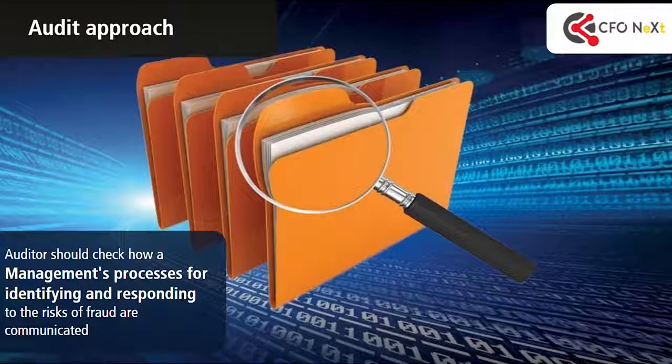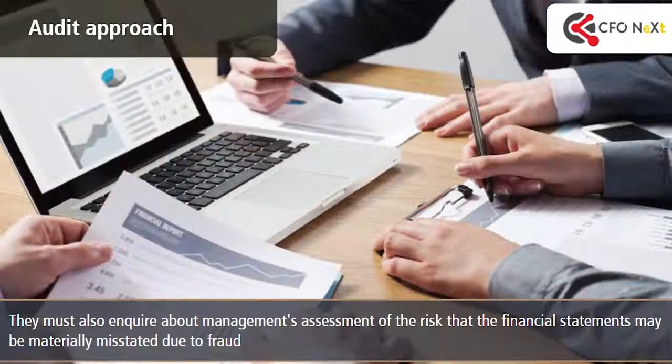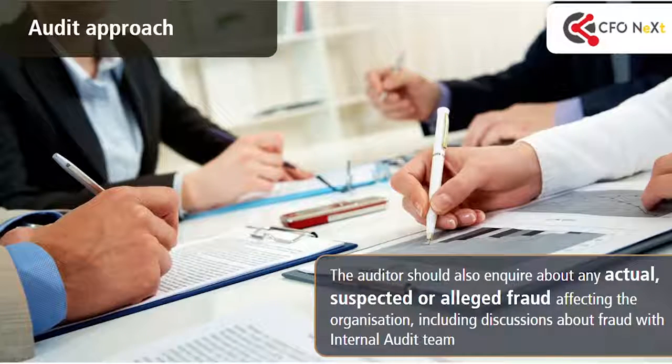Auditor should check how management's processes for identifying and responding to the risks of fraud are communicated. These communications are key to both those charged with governance and also to the staff. They must also inquire about management's assessment of the risk that the financial statements may be materially misstated due to fraud. The auditor should also inquire about any actual, suspected, or alleged fraud affecting the organization, including discussions about fraud with the internal audit team.